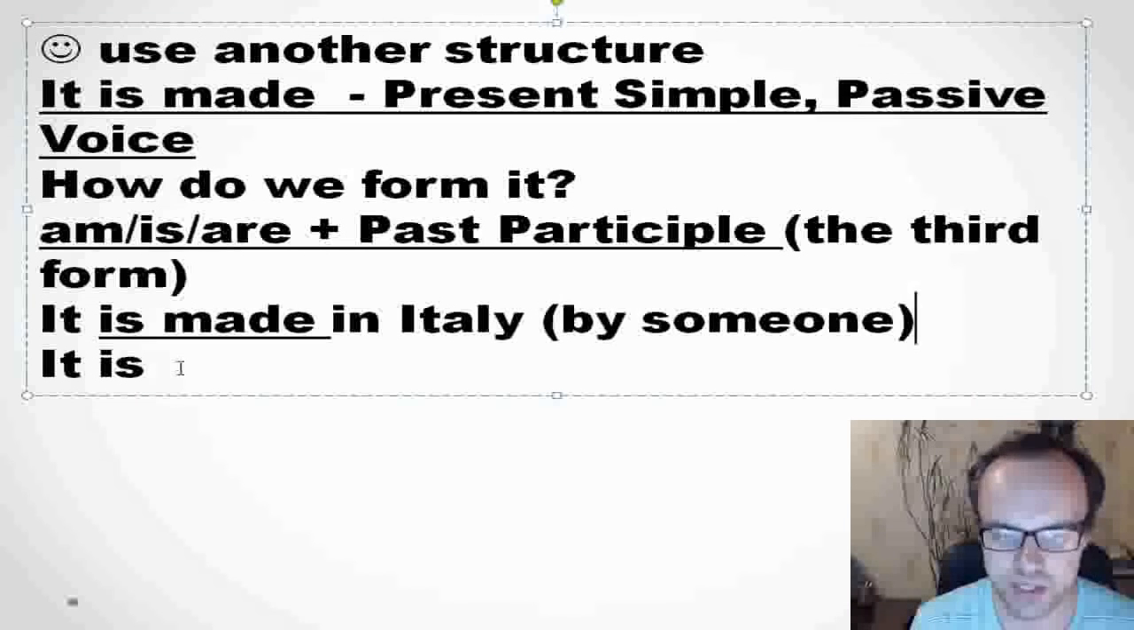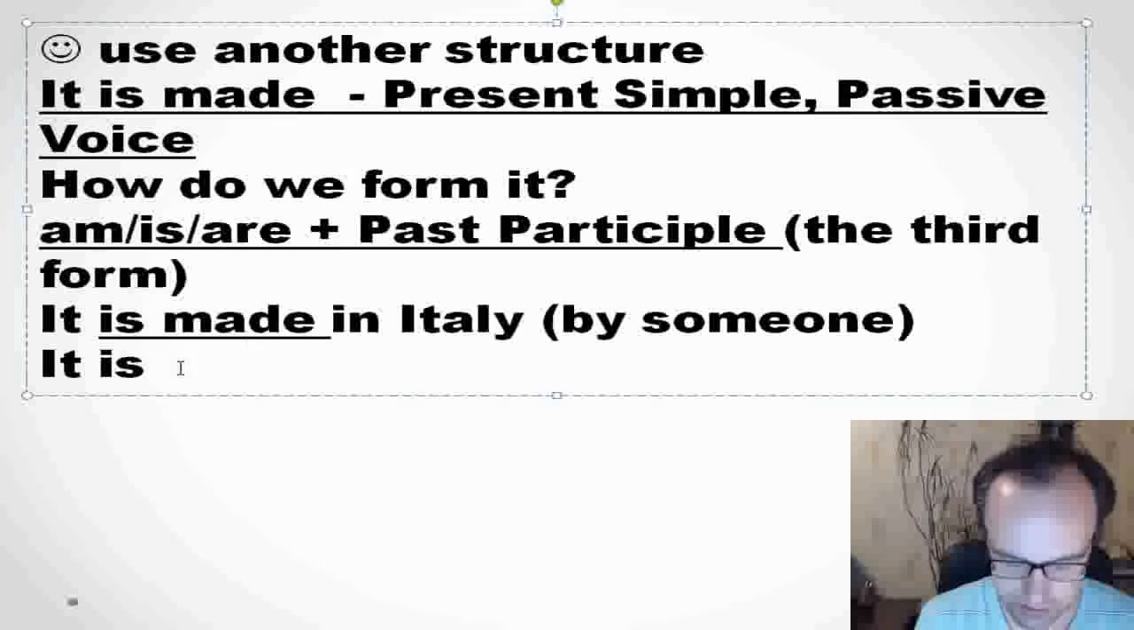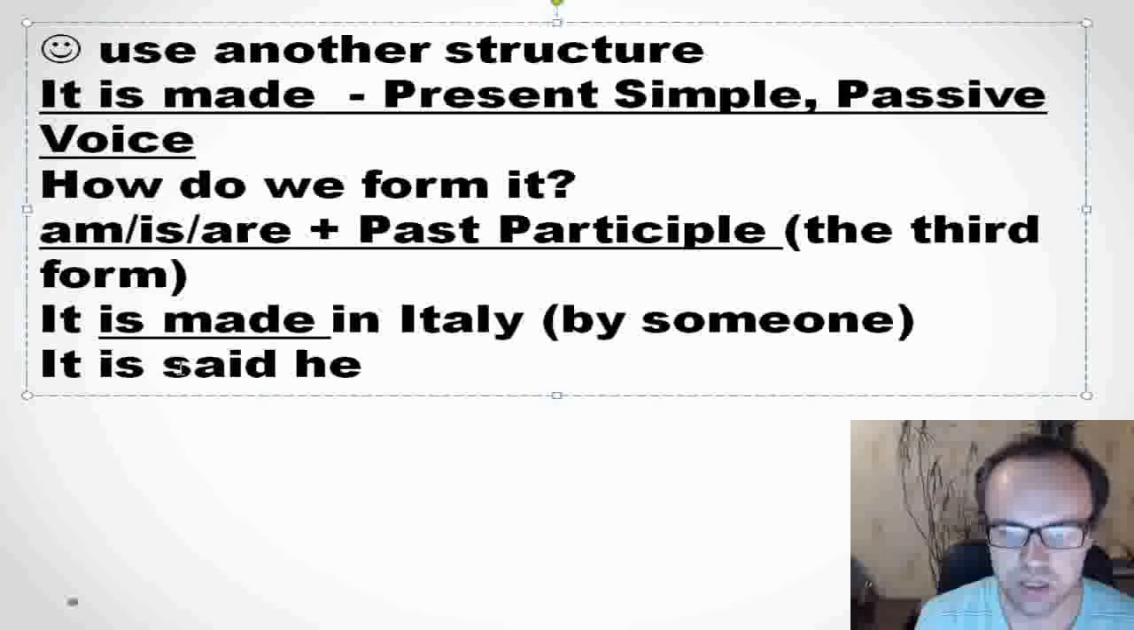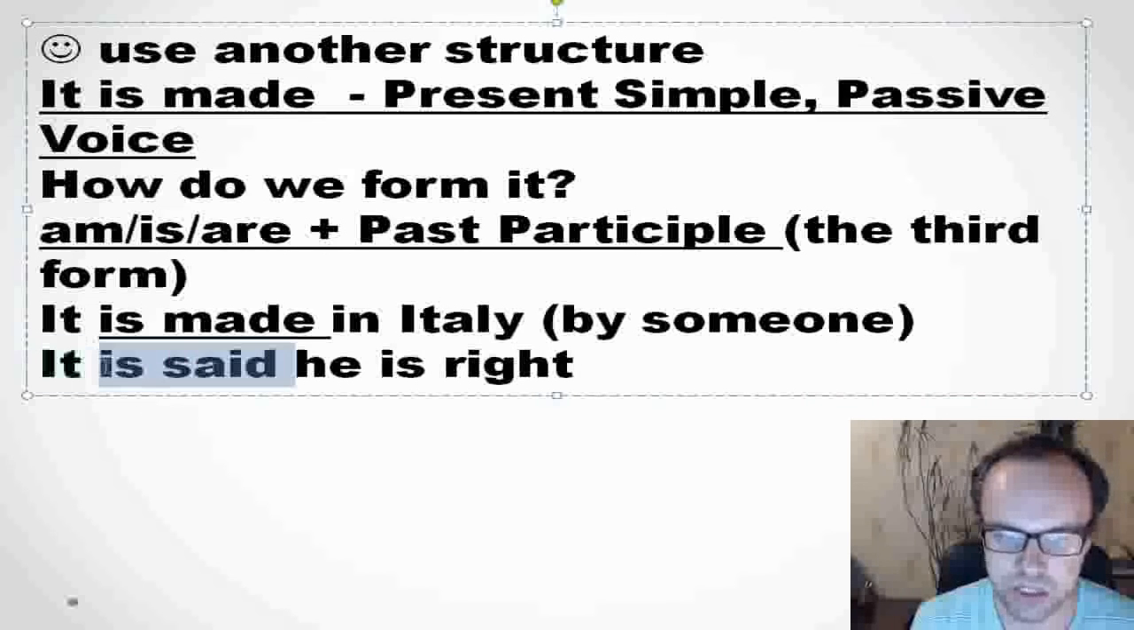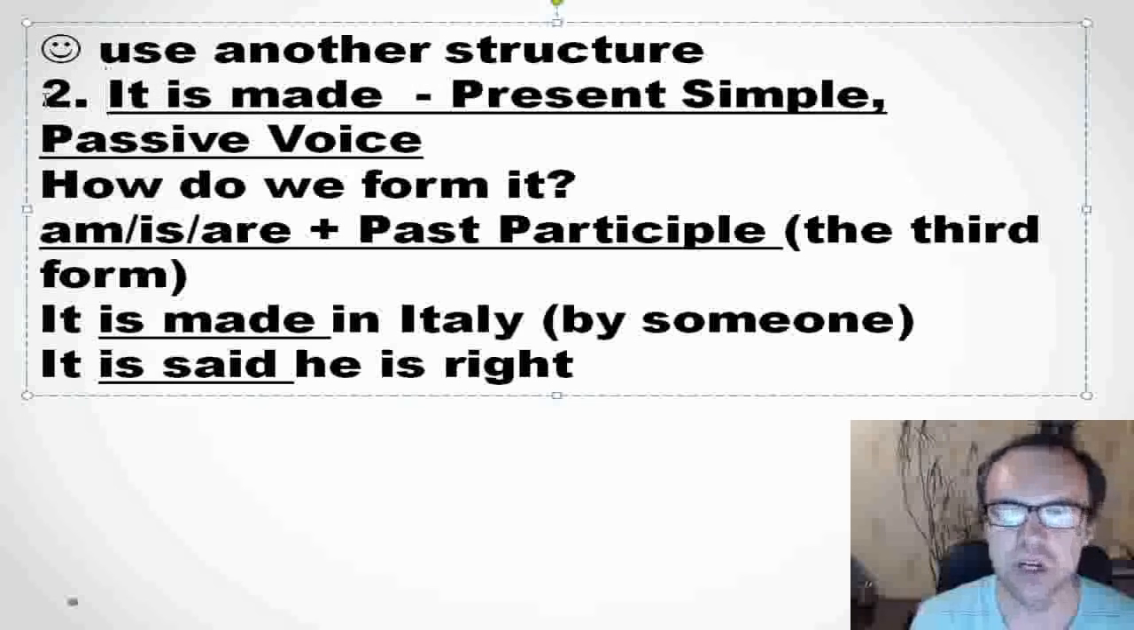Okay, next. It is said he is right. So is plus the third form. So it is said by someone that he is right. Okay, so you know it's present simple passive voice. Okay, next. So yeah, it is made, so it's present simple passive voice.